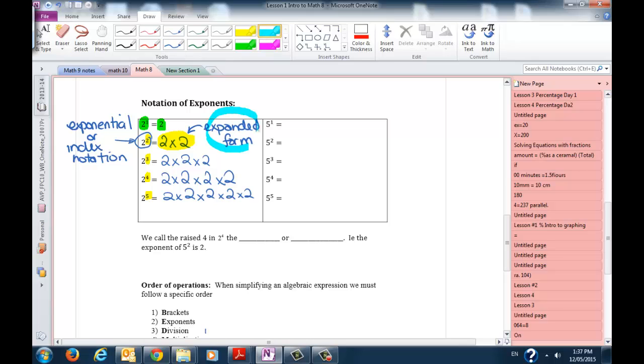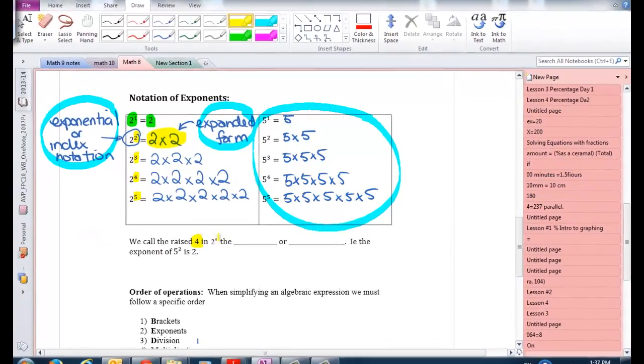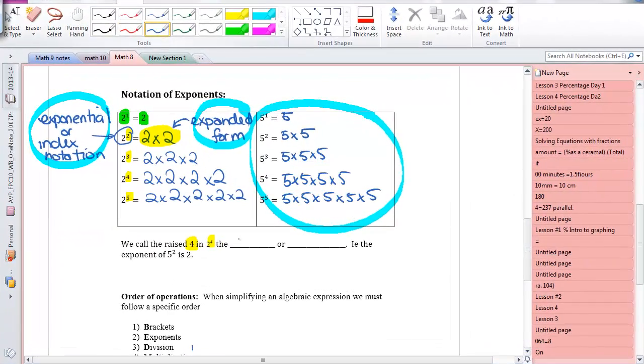So here's some more vocabulary for us. I want you to try this side yourself. We call the 4 raised in 2 to the power of 4 the exponent, or you might also hear it being called the index. So, i.e., the exponent of 5 to the power of 2 is 2.